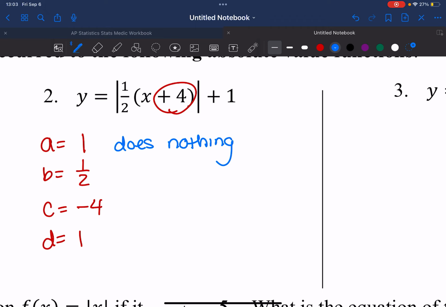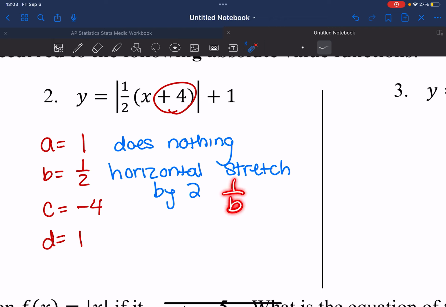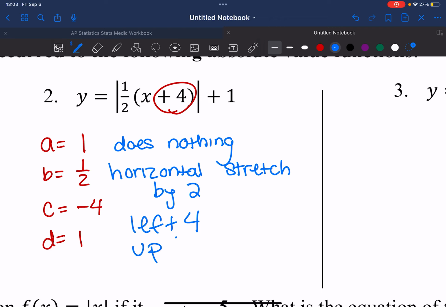The 1/2, however, since it is less than 1, we are going to have a horizontal stretch by 2. Okay, remember, it's 1 over B. What that 1 over B means is we flip the fraction. So since we have 1/2, if we flip that, we would get 2. Okay, C equals -4 tells us we're going to the left 4, and D equal to 1 means we're going up 1.